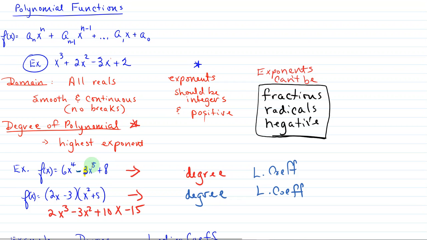So 5th degree. In this one, you have to make sure that you understand you would be multiplying these two, so it would be 2x times x squared, which gives you x cubed. The degree would be 3.